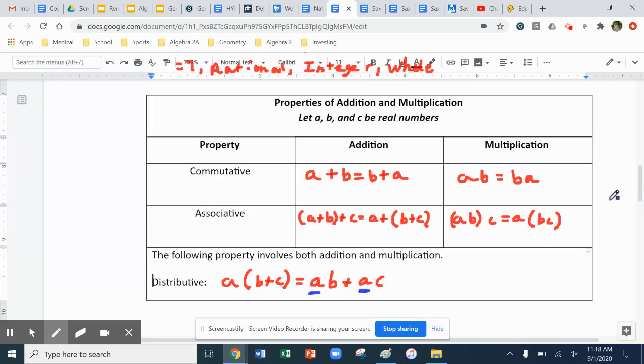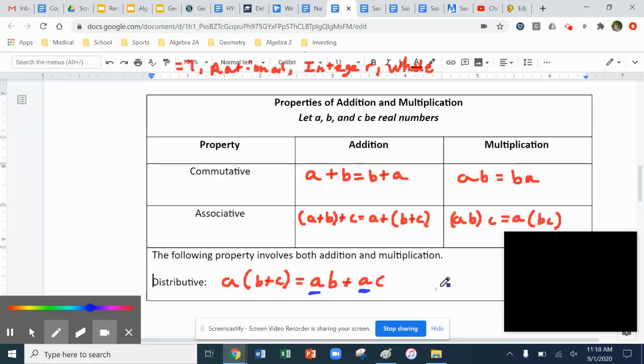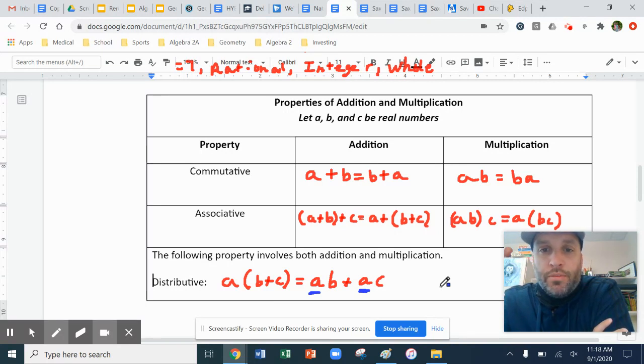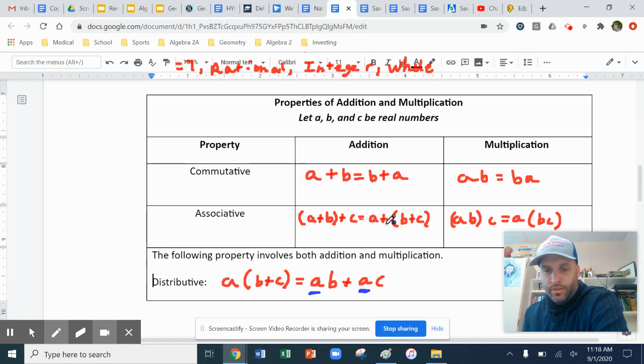Second learning target we're taking a look at today is looking at the properties of addition and multiplication. Our first property is the commutative property. Commutative property of addition says that if you add a plus b, it's equivalent to b plus a. You can add those in either order. Same with multiplying. A times b is equal to b times a.